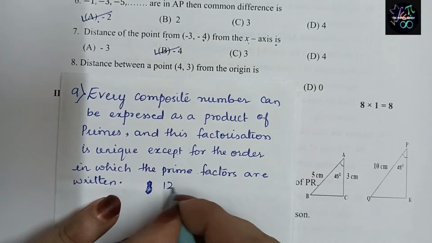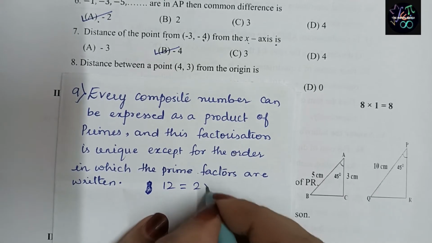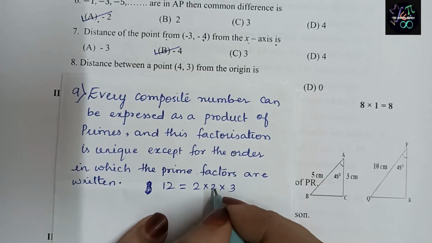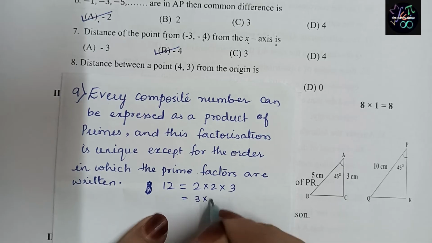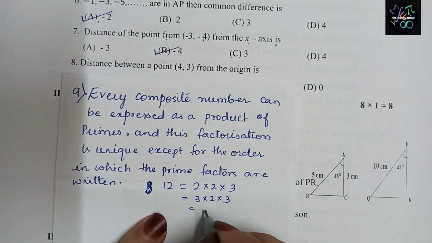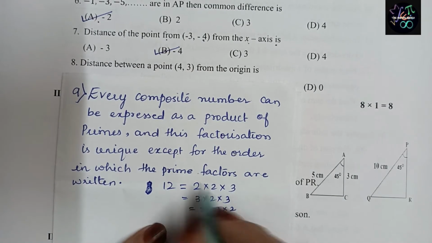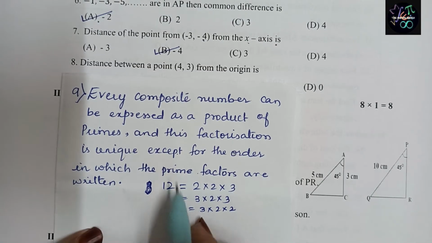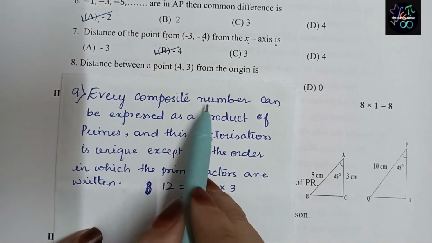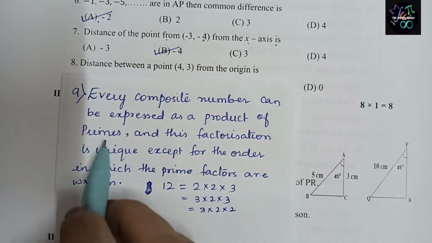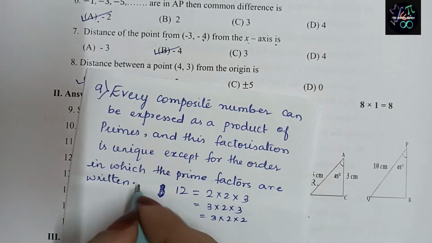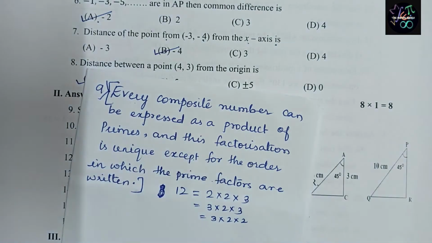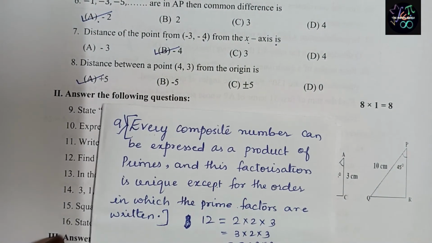prime factorization of 12: 2 into 2 into 3. 2 2s are 4, 4 3s are 12. So this can be written as 3 into 2 into 2, or 2 into 3 into 2. So the order can be changed, that they have told here. So every composite number can be expressed as a product of primes. For example, I had given the statement; we have to write it from here to here. They have told us to state it, right?